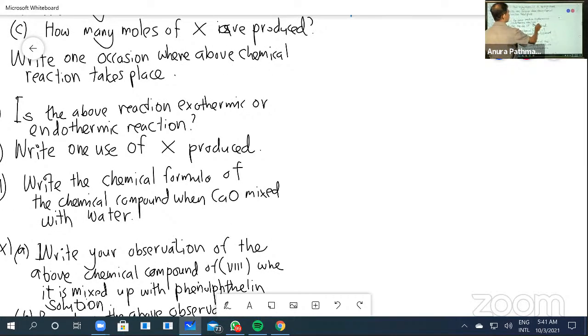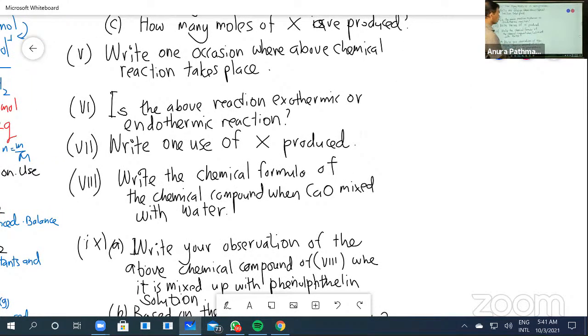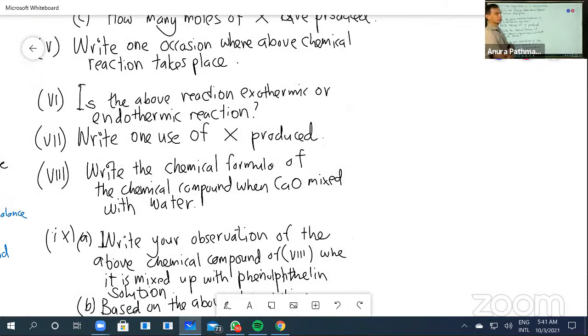Is the above reaction exothermic or endothermic? If it is an endothermic reaction, it will not be used in metal extraction, because in iron extraction we need more heat plus carbon dioxide. So the decomposition of calcium carbonate into calcium oxide and carbon dioxide will be releasing more heat energy. So it is an exothermic reaction.